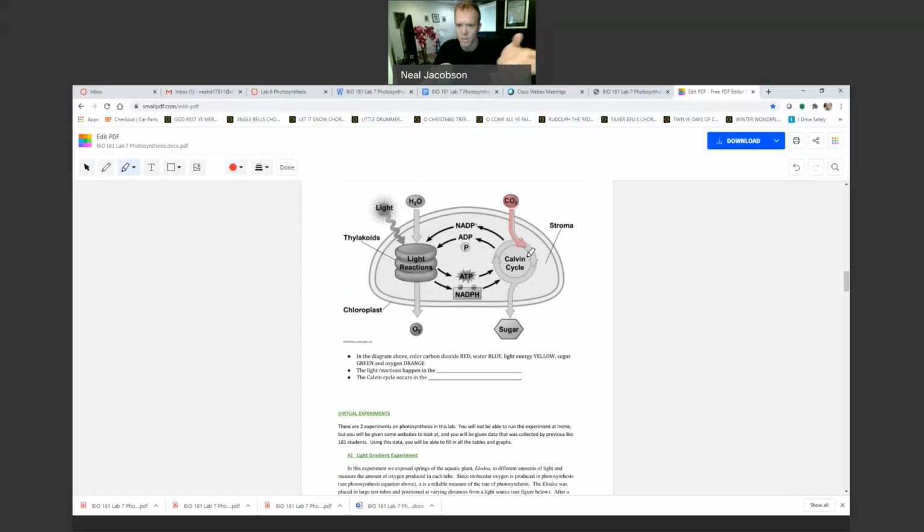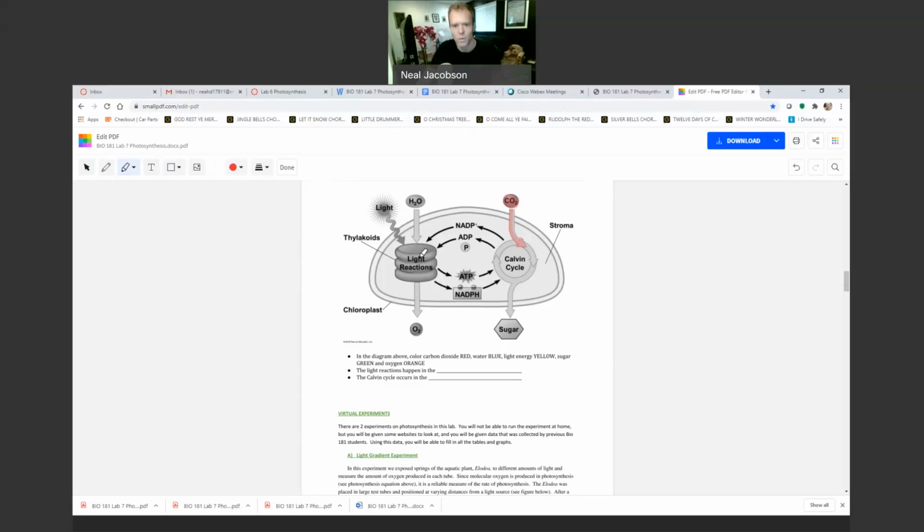We need to reduce it, give it some free energy, give it some electrons. And those electrons are going to come from the light reactions. Remember, the light reactions are how sunlight excites electrons, and then those electrons are transferred to carbon dioxide, reducing it, turning it into sugar.